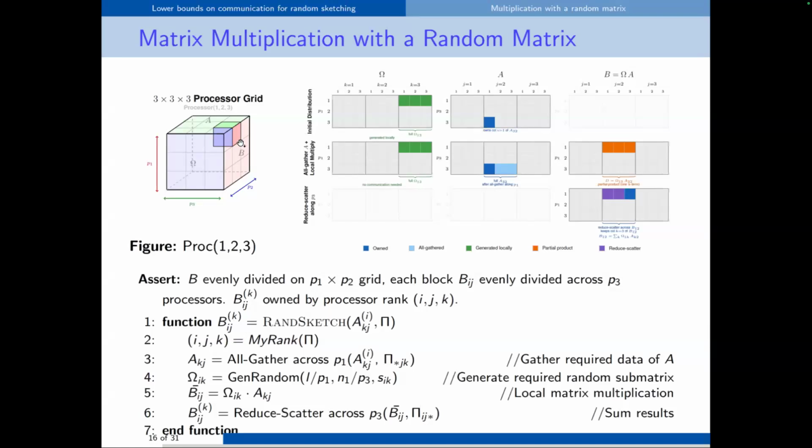So the communications involved are an all gather to obtain the block of A I need, then the local generation of the omega that the processor needs, and once the local computation is performed, a reduce scatter across P3 to compute the block of B from the terms computed by every processor. Now, if I pick P3 to be equal to 1, then there will be no reduce scatter of B. If I pick P1 to be equal to 1, then there will be no all gather for the matrix A. So this algorithm works for all different kinds of grid configurations.